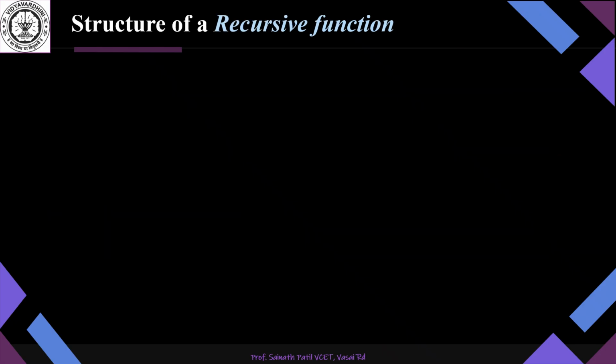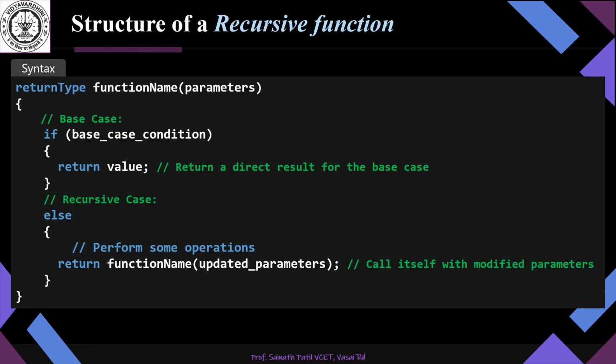Structure of a recursive function. Syntactically, it is given with a return data type, the function name, and a parameter list. Most of the time, a recursive function has parameters, and the return data type is compulsory. In the body of a recursive function, there are two parts: the base condition and the recursive condition.